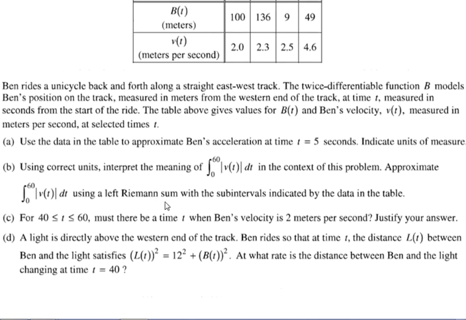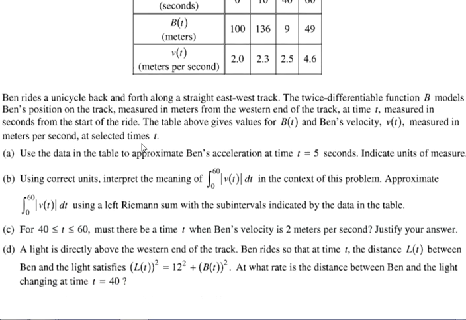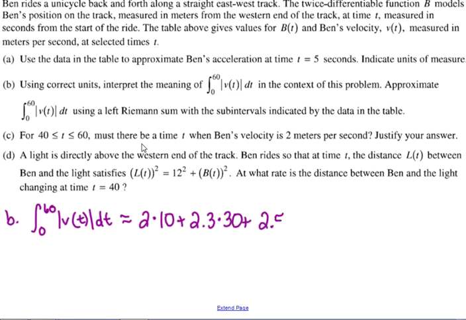This one wants a left Riemann sum, so we are approximating velocity and we start with the value on the left, which is 2.0. The integral from 0 to 60 of the absolute value of V of t dt is approximately 2 times the width of that interval, which is 10, plus 2.3 times the next interval width of 30, plus 2.5 times the next interval, 20. You do not use that final number because we were using a left Riemann sum. If we were doing a right Riemann sum, we would start with the 4.6, the 2.5, and the 2.3. We would not use the 2.0.